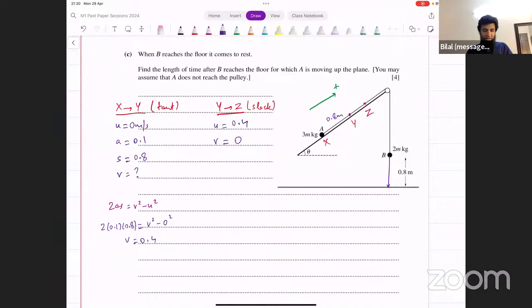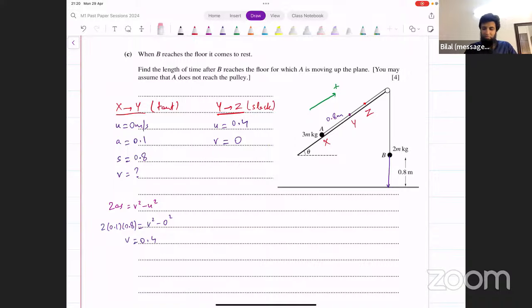Let me check that again. 2 into 0.1 into 0.8, and then square root of that, that's 0.4. Okay. Initial velocity is actually 0.4, not under root 0.02 as I wrote earlier. Okay, so now we have initial velocity and the final velocity.